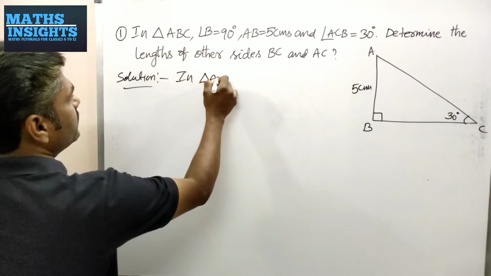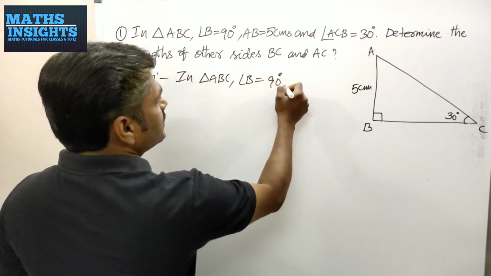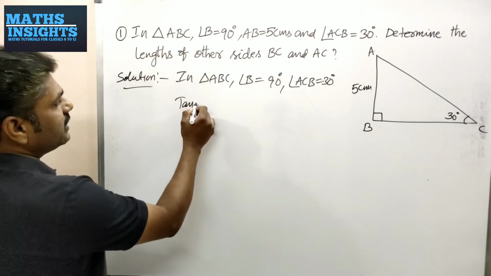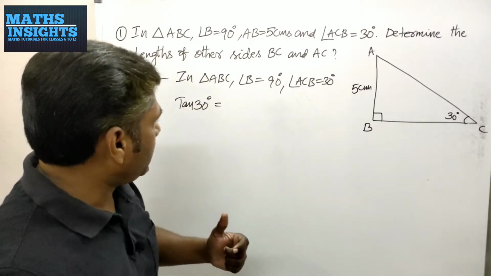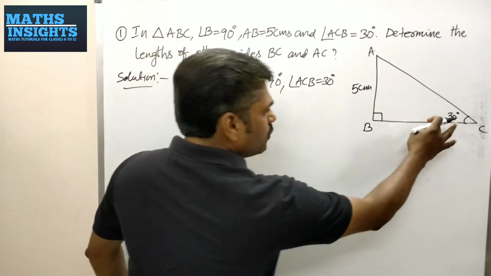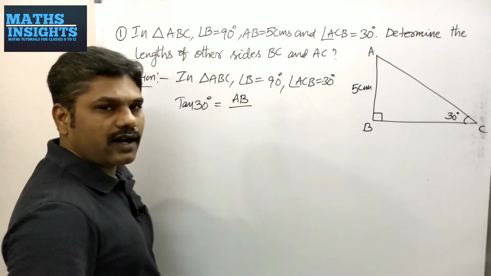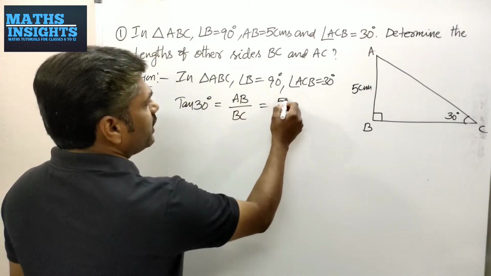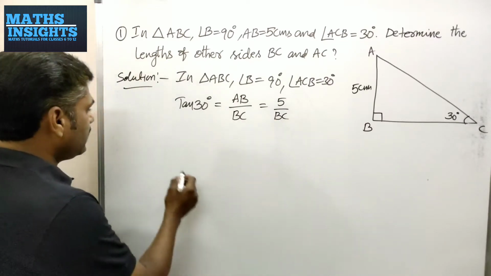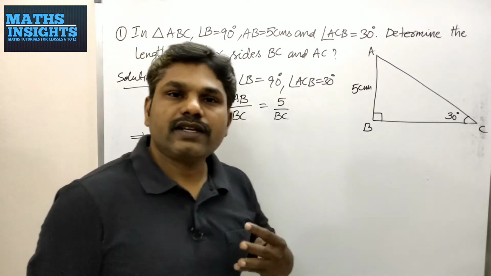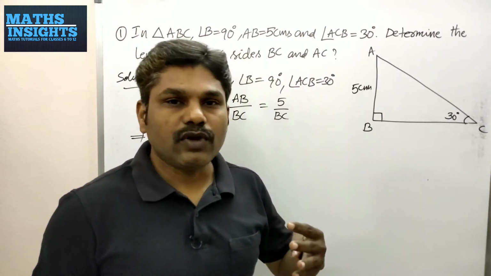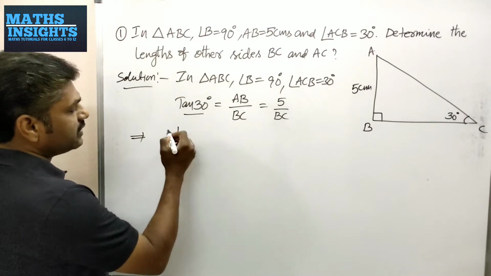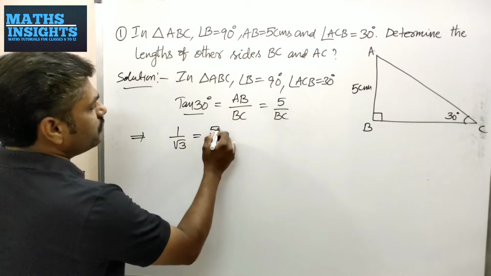Okay, solution. In triangle ABC, angle B is equal to 90 degrees and also angle ACB is equal to 30 degrees. Now I am taking tan 30, which is defined as side opposite to 30, that means side opposite to 30 will become AB, and side adjacent to 30 degrees is BC, therefore I am writing BC. You know the AB value as 5 and we have to find the length of BC. Here you know the tan 30 degrees value. If you go through the table, then it is clear that tan 30 is 1 by root 3. Therefore, I am writing tan 30 value as 1 by root 3 and you got 5 by BC.